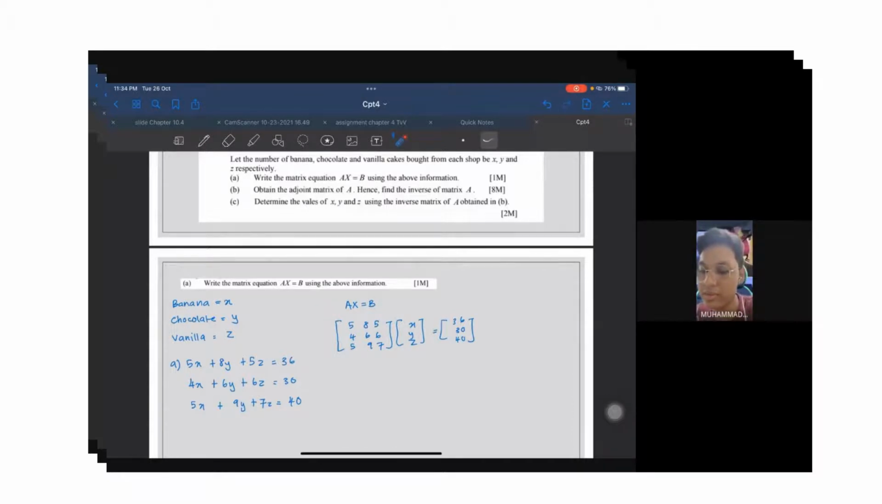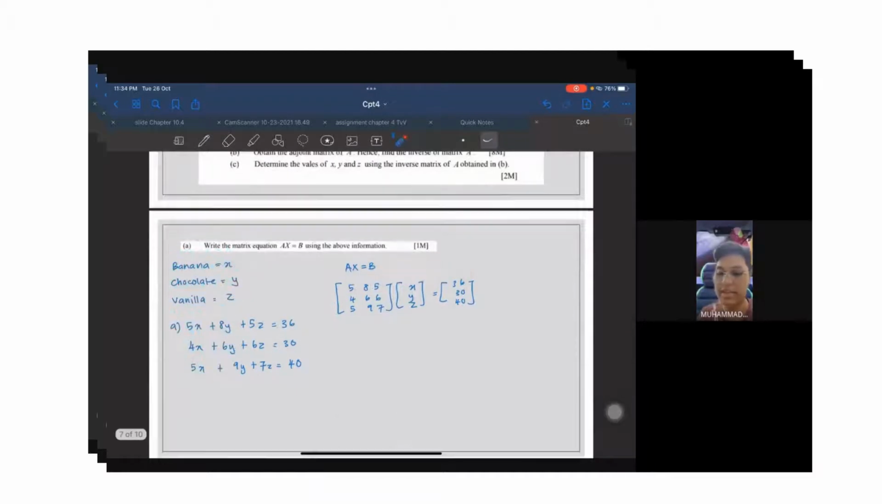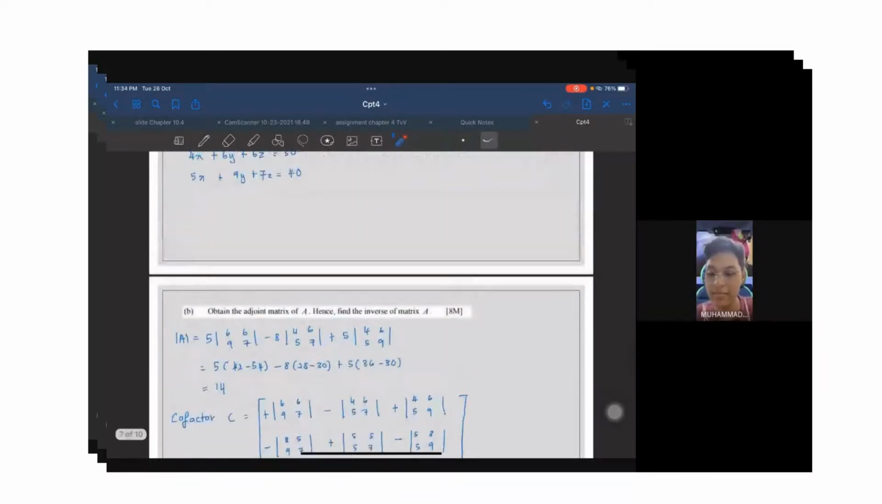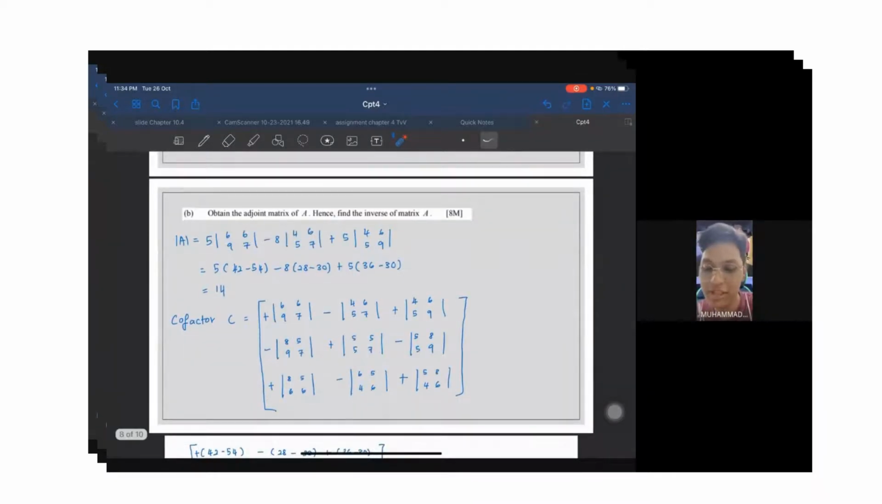So we get the matrix 5, 8, 5, 4, 6, 6, 5, 9, 7, which is a 3 by 3 matrix, times X, Y, Z, equal to 36, 30, 40, which is a 3 by 1 matrix. This is for A, this for X, and this for B. Okay, that's all. Fitri will continue with question B.